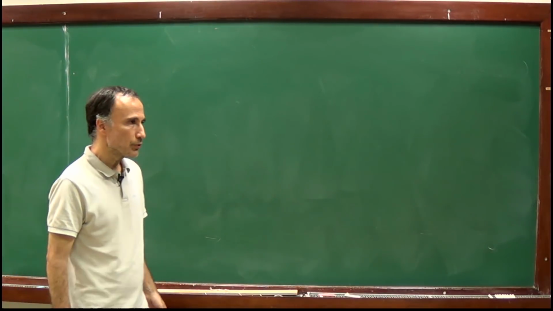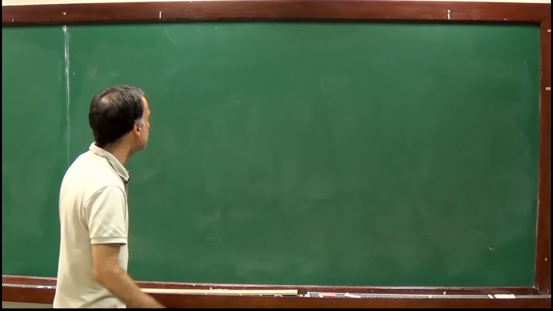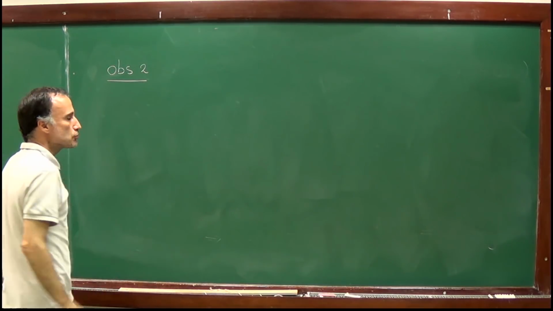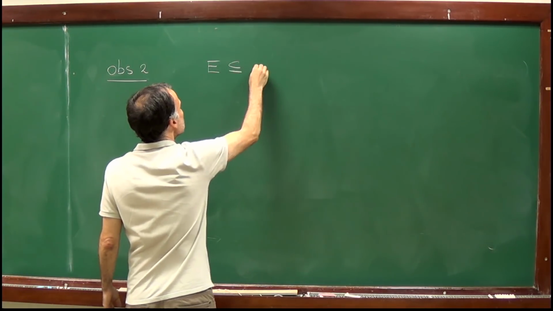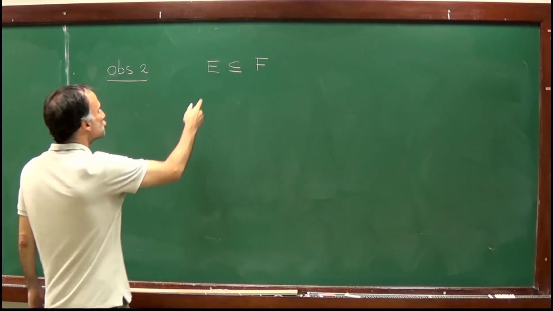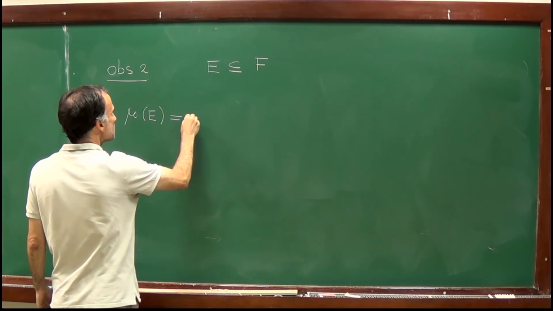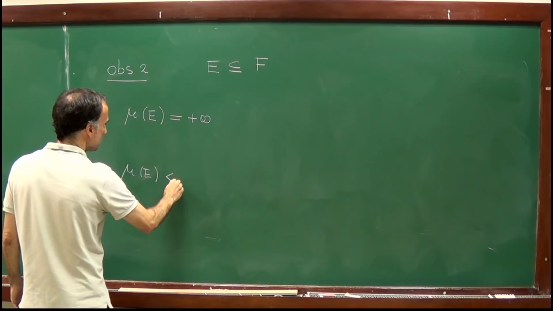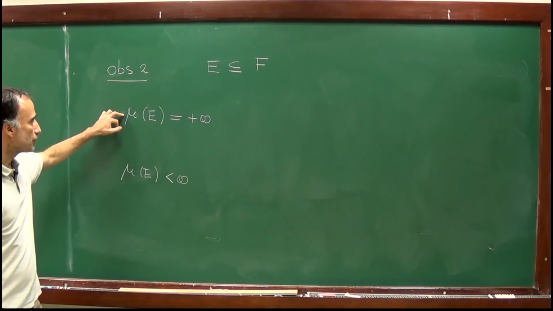So before we go through examples, let's just make a second observation, which is also very simple. Let's assume that we have a set E which is included in the set F. Well, there are two possibilities. Either mu of E is equal to plus infinity, or mu of E is finite. So let's see what happens under this first condition.